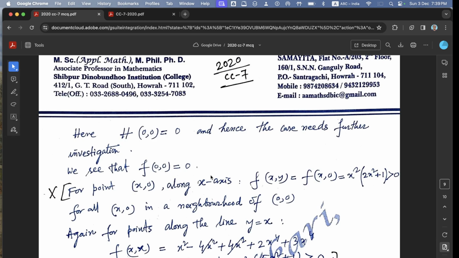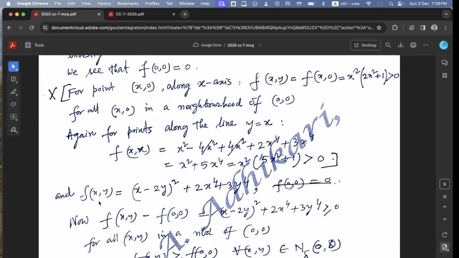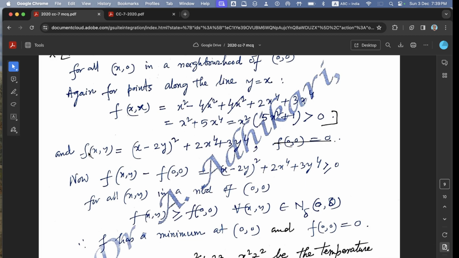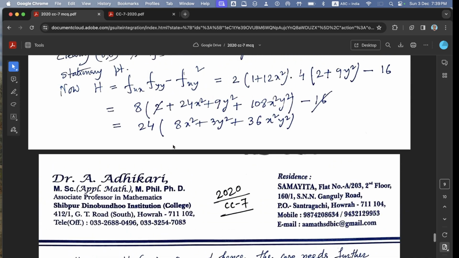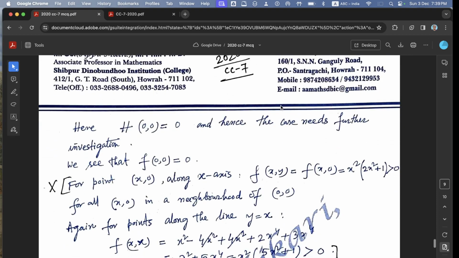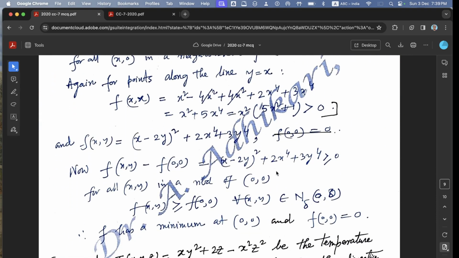Now we see that f(0, 0) equal to 0. Now f(x,y) minus f(0, 0) equals (x minus 2y) square plus 2x to the power 4 plus 3y to the power 4, which is greater than or equal to 0. Obviously, this is a square term, and these are to the power 4, so obviously greater than or equal to 0. Actually, here f(x,y) can be written with the term x square minus 4xy plus 4y square as (x minus 2y) whole square.